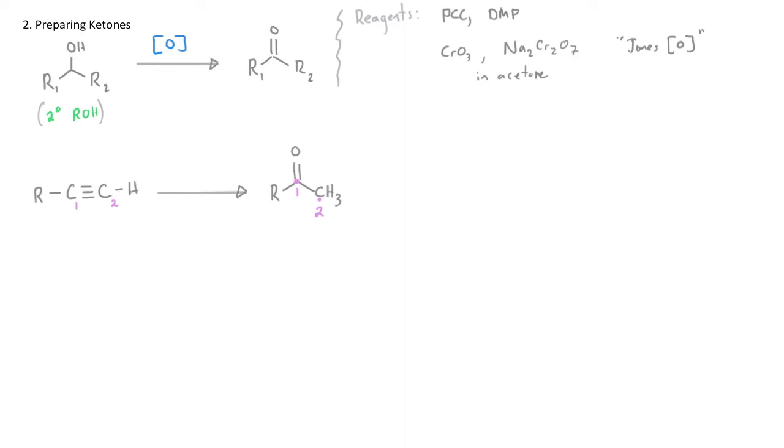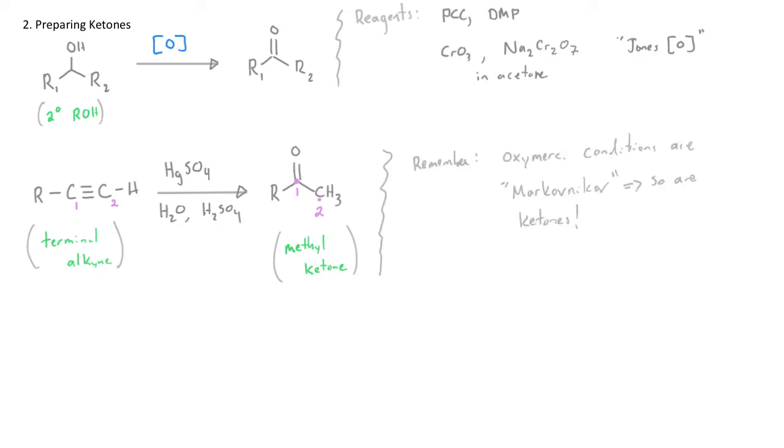Also similar to aldehydes, some ketones can also be prepared from terminal alkynes. Specifically, we can convert terminal alkynes into methyl ketones, but instead of using hydroboration oxidation, which would give aldehydes, we have to use oxymercuration type conditions.